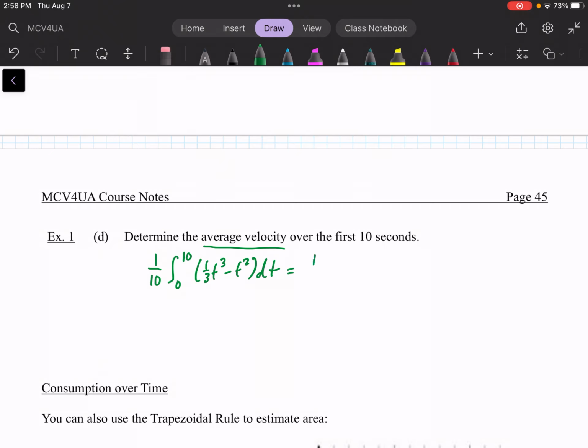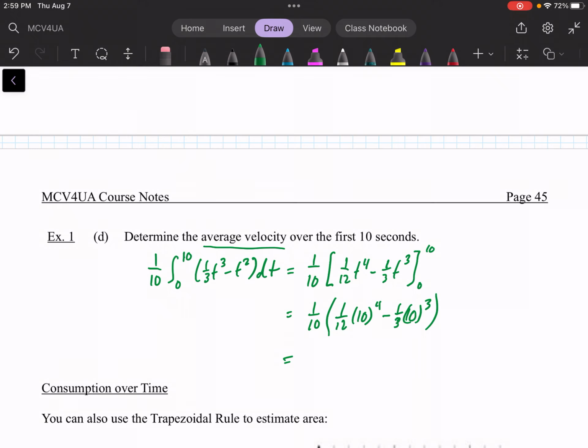Again, I can do this manually since I know what the antiderivative is for each of these. It's always the same. We're going from 0 to 10. So now we substitute the value 10 in. And I get this is the value 50. Now this is average velocity, so average velocity would be meters per second. Remember, this value right here is in meters. This value is seconds, so it's meters per second.